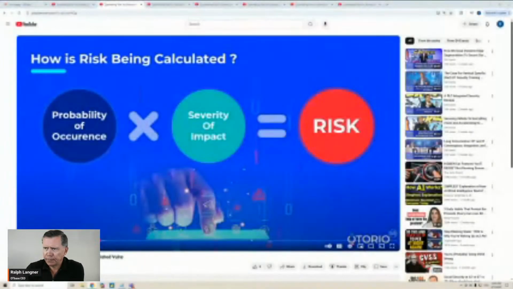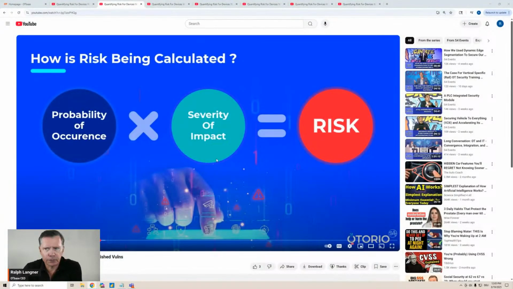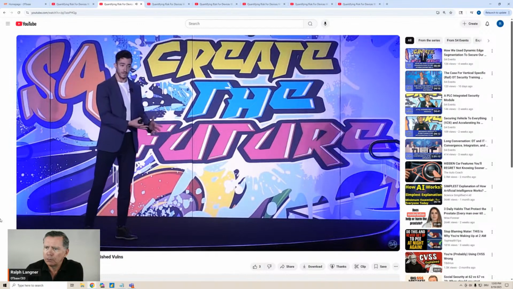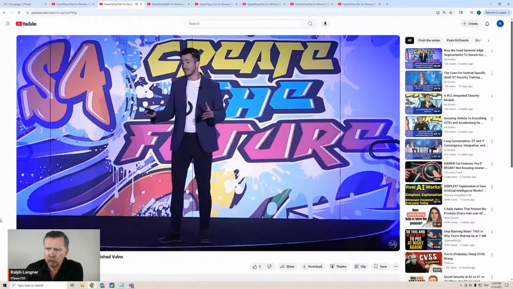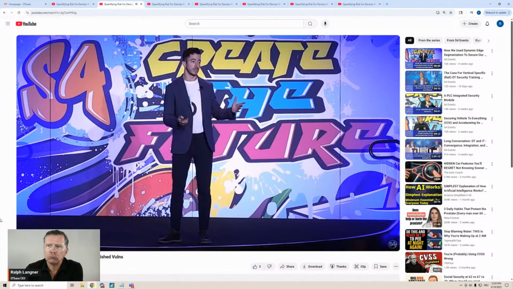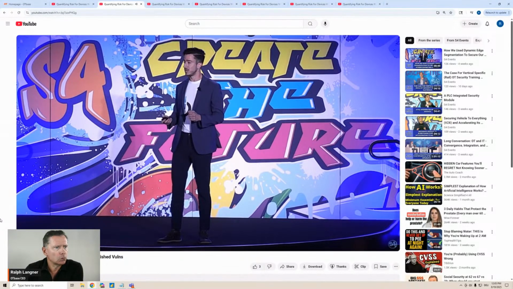So let's hear what he says about this risk equation that everybody knows. Now, when you don't have any vulnerability, then usually risk is 0, and basically there's no risk based on the common risk modeling.